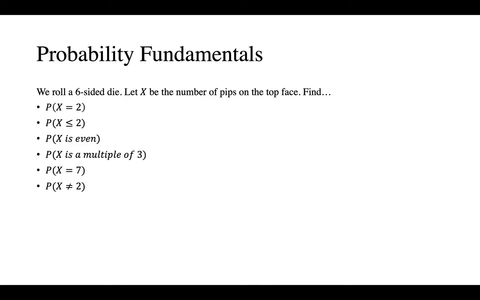Okay, what's the probability that x is not a 2? All right, so again, in the sample space, there are 6 outcomes. Of those 6 outcomes, 5 of them are not 2. So the answer to this would be 5/6.